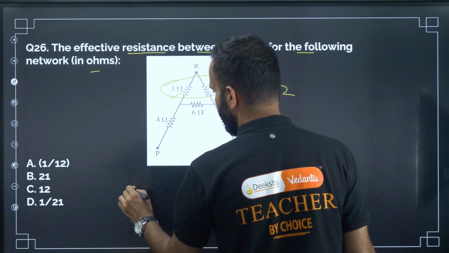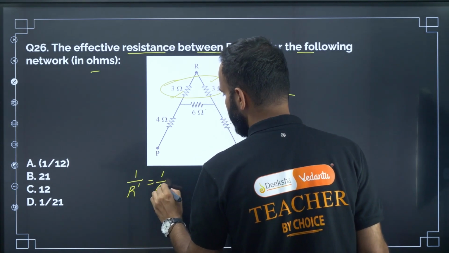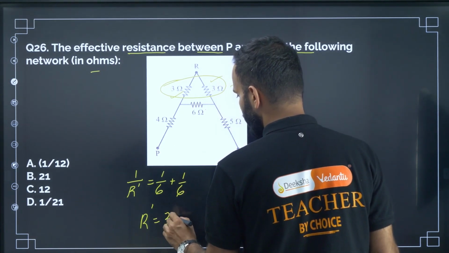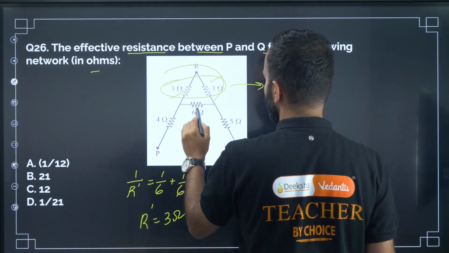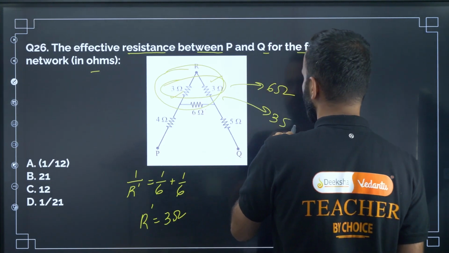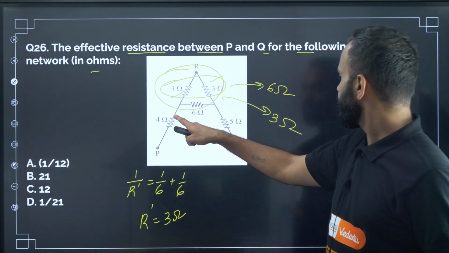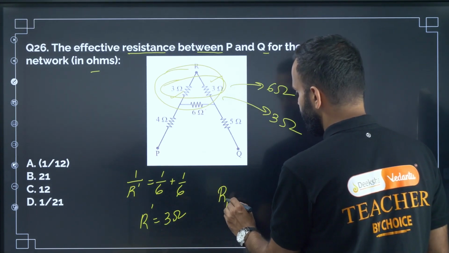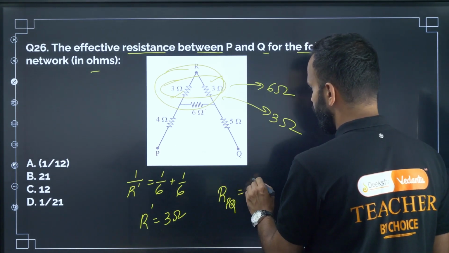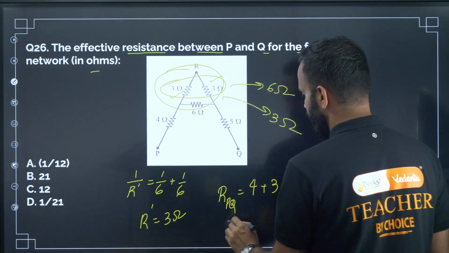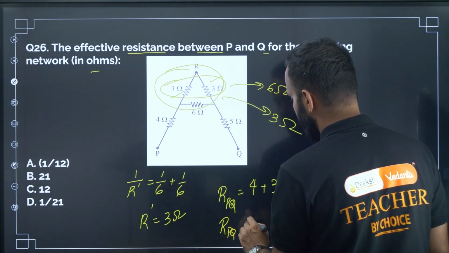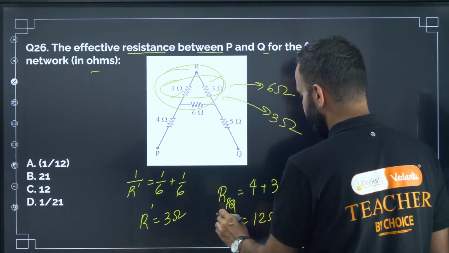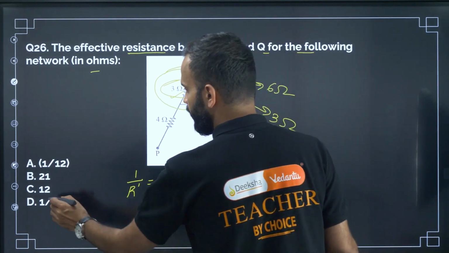So 1 by R dash is equal to 1 by 6 plus 1 by 6. So R dash is equal to 3 ohm. Now the whole thing here will be 3 ohm. So now this 3 ohm is in series with 4 ohm and 5 ohm. So the effective resistance between P and Q is equal to 4 plus 3 plus 5. So R effective between PQ is equal to 4 plus 3 is 7, plus 5 is 12. So 12 ohm. So the correct option is C.